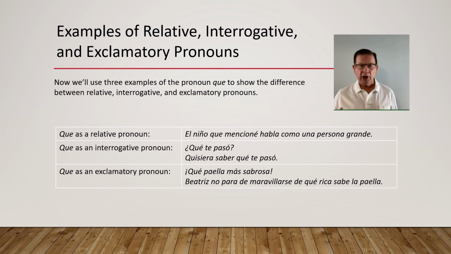Qué is an interrogative pronoun. ¿Qué te pasó? Here, qué asks the question, what happened to you? Quisiera saber qué te pasó. Here, qué again asks the question, what happened to you, but is part of a statement. I'd like to know what happened to you.